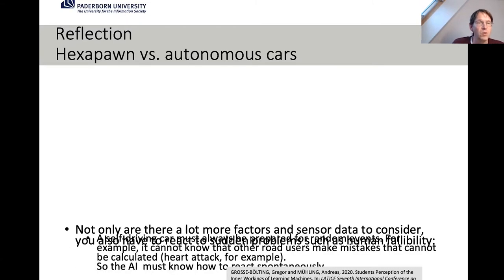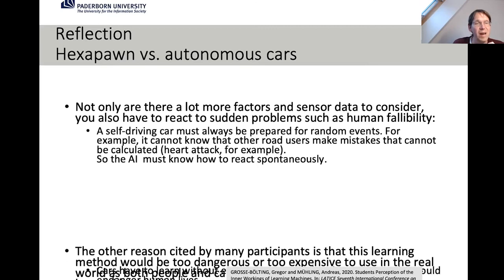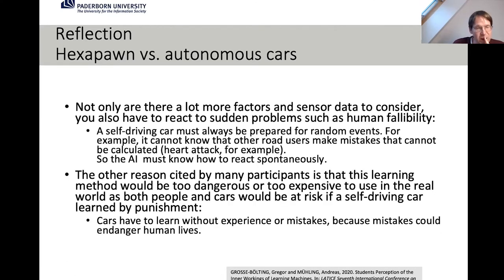The first thing they said is, well, a real car is way more complex. That must work somewhat differently. It cannot be this way. And here in the game, when you make mistakes, okay, that's not a problem. But in real traffic with real humans, technology can't or shouldn't make mistakes. So it must be quite different how cars drive autonomously.